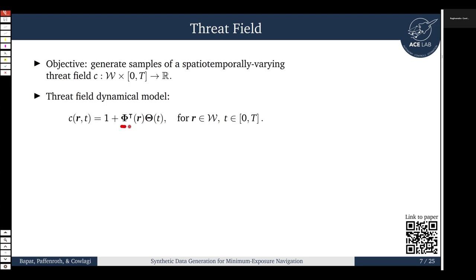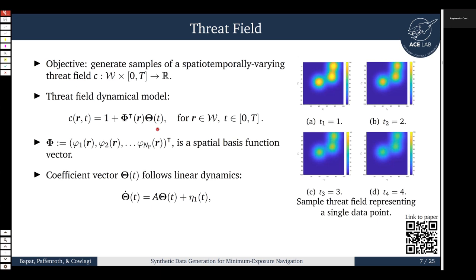So this variable phi is essentially a spatial basis function vector that we fix, and the coefficient vector theta is what we assume has some sort of internal dynamics. We are going to assume for the sake of this paper that those dynamics are linear. In some sense, you can always do this just by wisely choosing the spatial basis function vector. So your coefficients turn out to be linear.